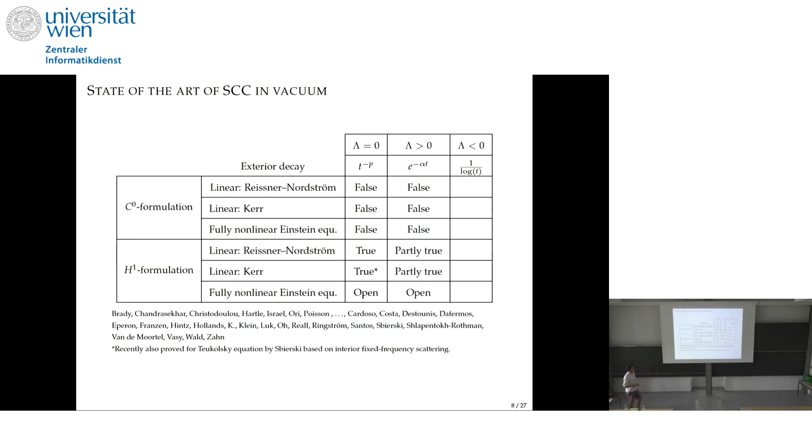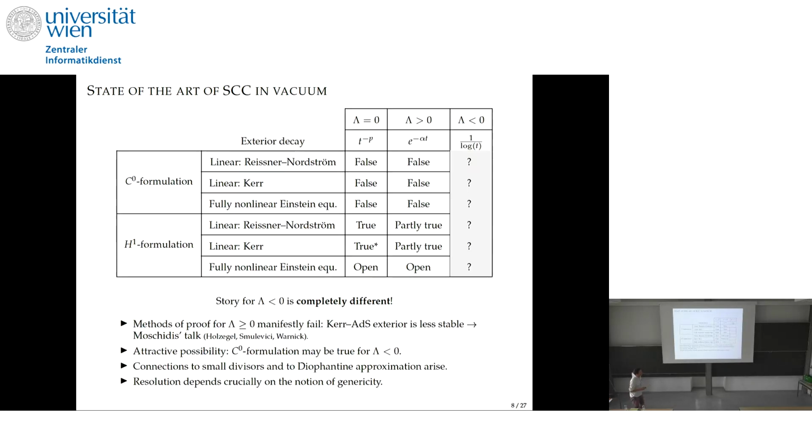Okay. So the negative cosmological constant is what I'm interested in and what I'm going to talk about today. There, the story is rather different. And in fact, one sees immediately that the methods of proof for the C0 results, the boundedness of the C0 formulation, so the violations of the C0 formulation, manifestly fail because they rely on an exterior decay rate which is in L1, if you want to say it like this. So you want that either it's exponential or polynomial with a power bigger than 1. And since we only have 1 over log decay, this manifestly fails.